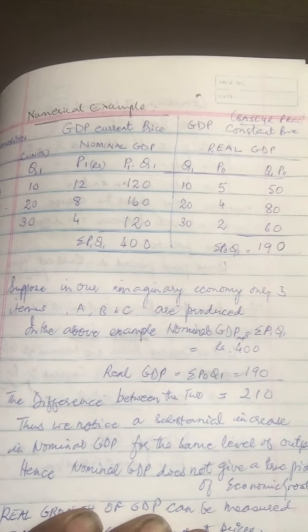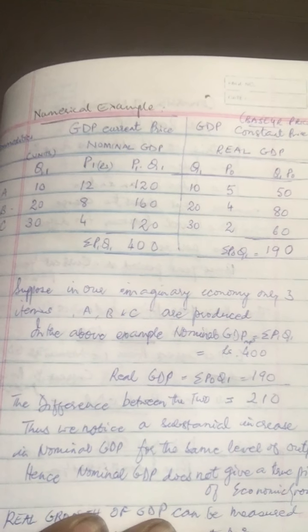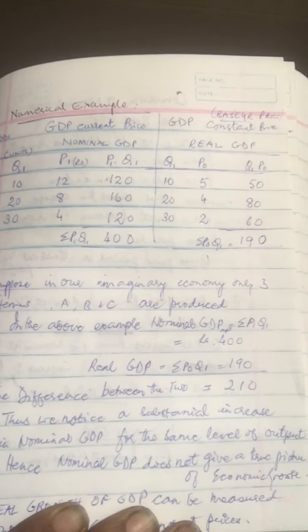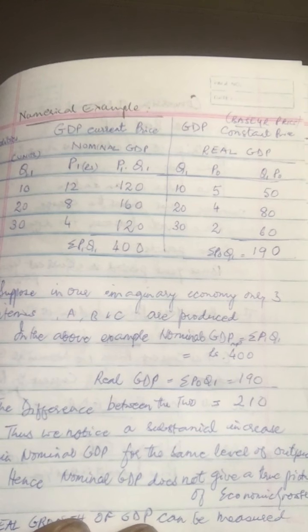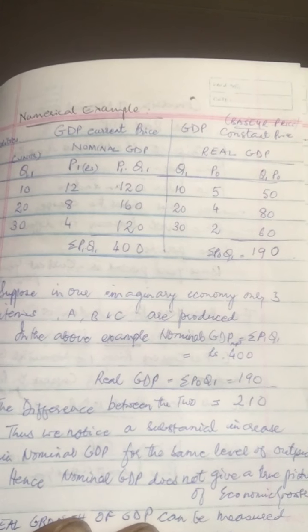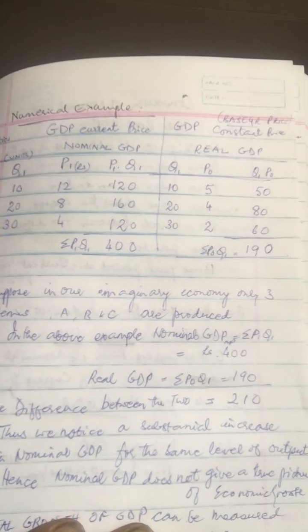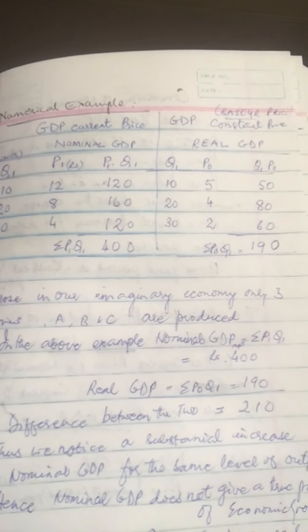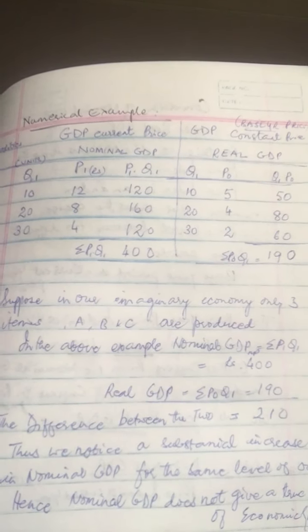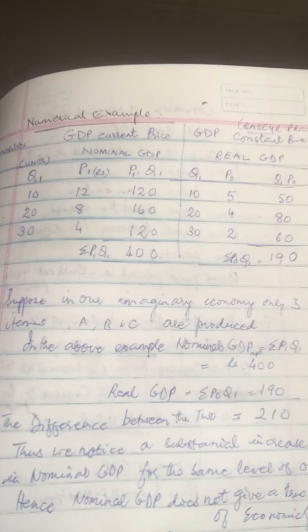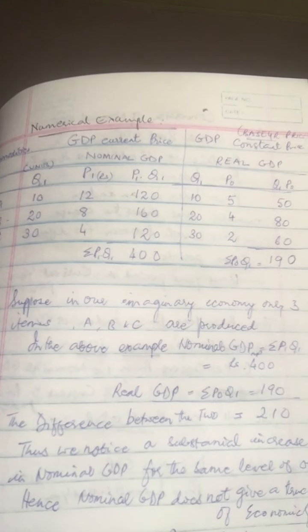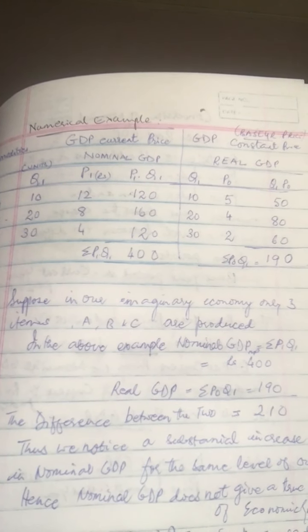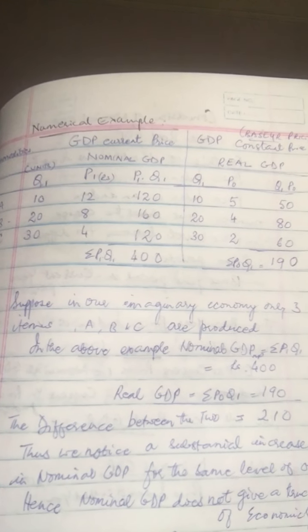And the base year is say 2010. So that's a constant year, and that is the base year. So what do we see? Just look at the figures. What is P1, Q1? Say 10, 20, 30 is the current year production. What is the current year price? The current year price is 12 per unit, 8 per unit and 4 per unit respectively of A, B and C.